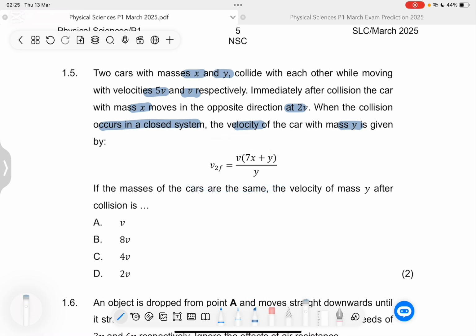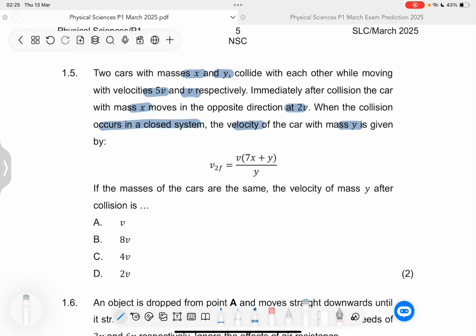Now, when I look at this problem, I can see that it is actually the law of conservation of momentum. Because I have a system, I have more than one object interacting with each other. You have two masses, x and y, and these masses actually collide with each other in a closed system. So the momentum must be conserved.